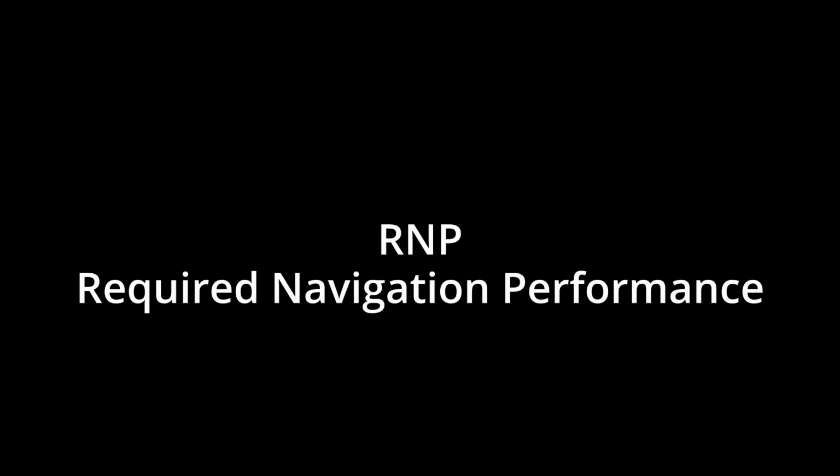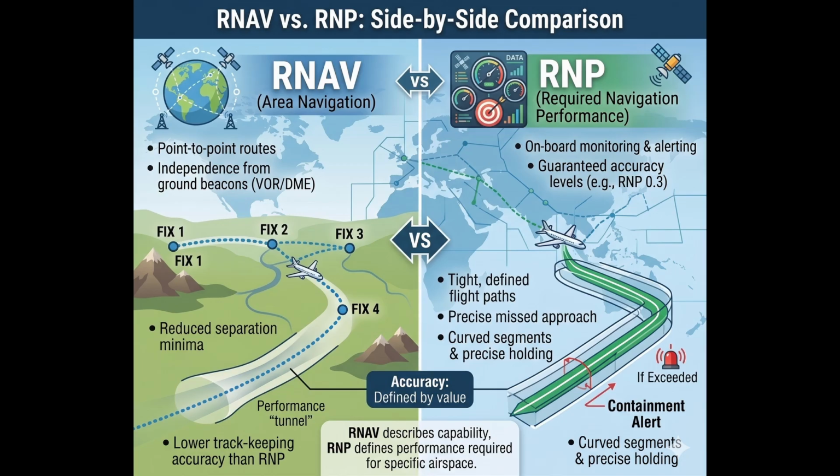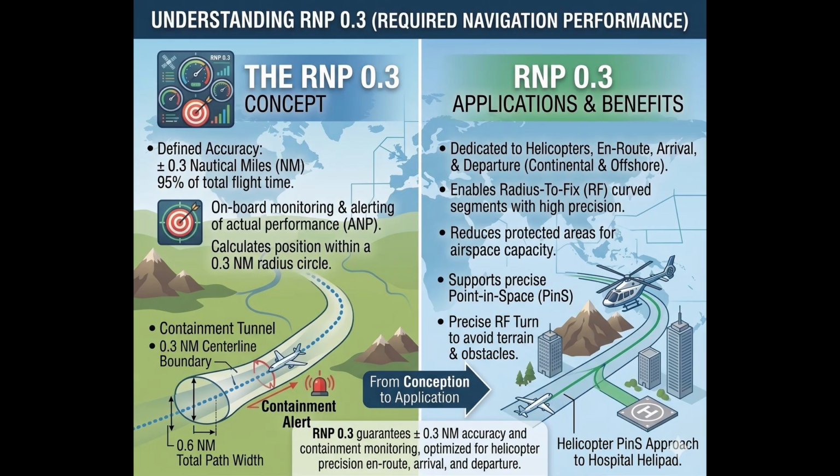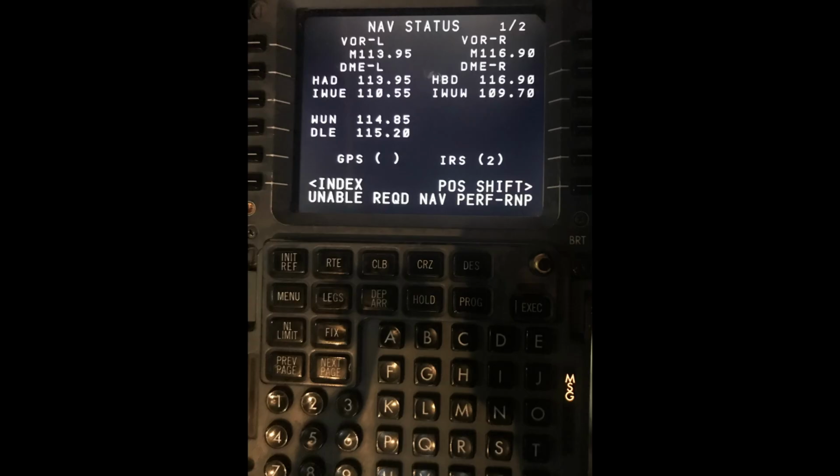As we move to the advanced side, you'll see the term RNP, which stands for Required Navigation Performance. RNAV is the ability to fly a path, RNP is the requirement to stay on it. If your chart says RNP 0.3, your plane is constantly monitoring itself to ensure it's within 0.3 nautical miles of the center line. If the GPS signal gets fuzzy, you'll get an unable RNP alert.